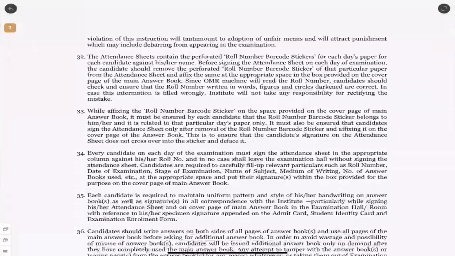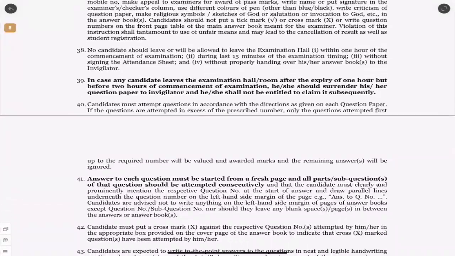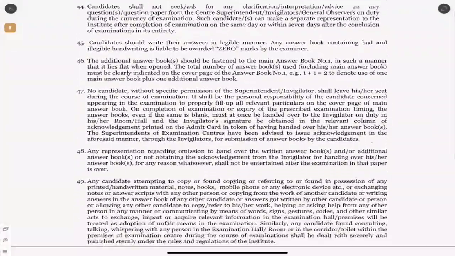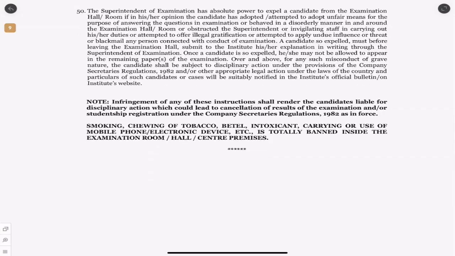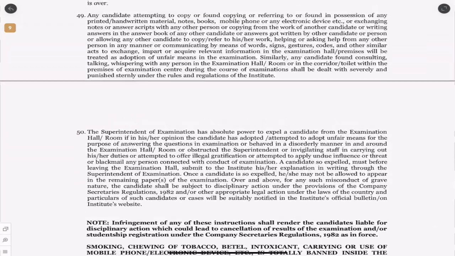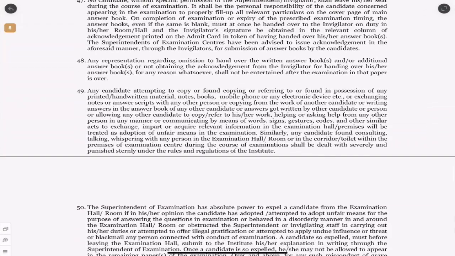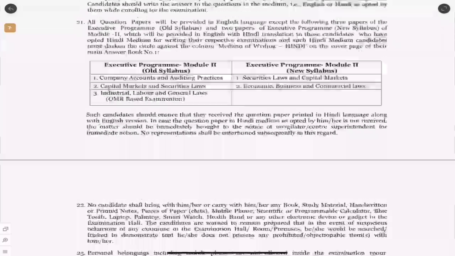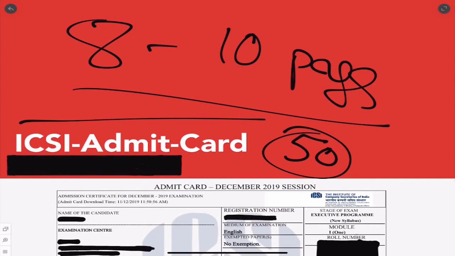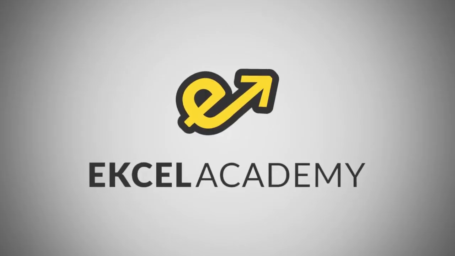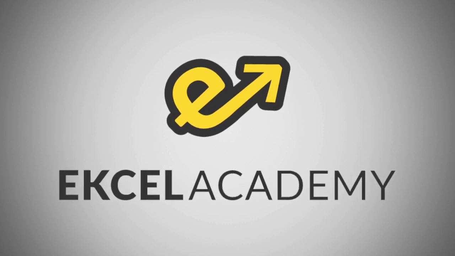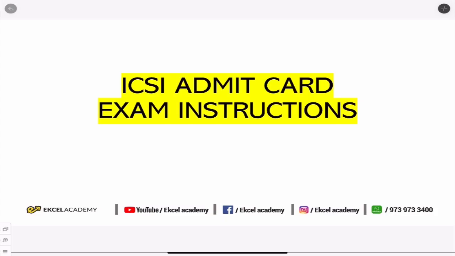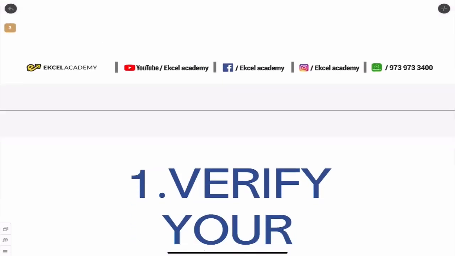Especially when the exam is close by, we are worried about how to complete the syllabus and who is going to bother to read all these instructions. To make your job easier, we at Excel Academy are making this video where we are going to summarize all the 50 instructions which you have for the ICSI exam in the admit card. It is very important for you to know all the instructions which ICSI has given as per the admit card.